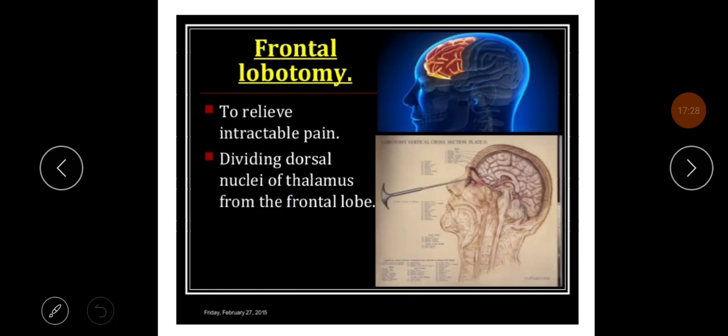Frontal lobotomy is a surgical method done to relieve intractable pain. Dividing the dorsal nuclei of the thalamus from the frontal lobe will help in relieving the pain. So this is all about the thalamus, its functions, and some of the applied aspects related to the thalamus.